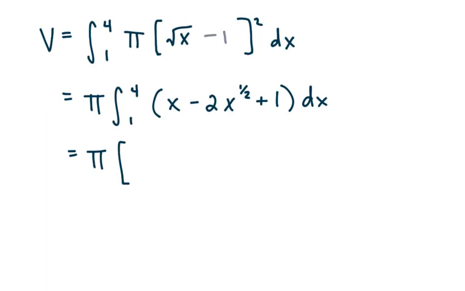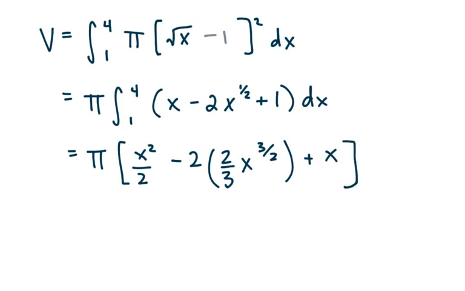And this first term would become x squared over 2, minus 2. This next term, when I add 1, is going to be 3/2, so we have x to the 3/2 over 3/2. Dividing by 3/2 is the same as multiplying by 2/3. So I have 2/3 x to the 3/2. And then the integral of just 1 would become x. So we need to evaluate that between 4 and 1. I'm going to plug in 4 first and then 1.